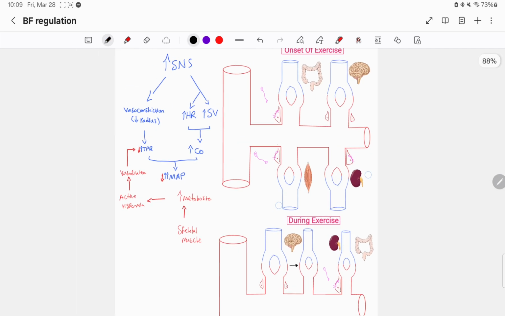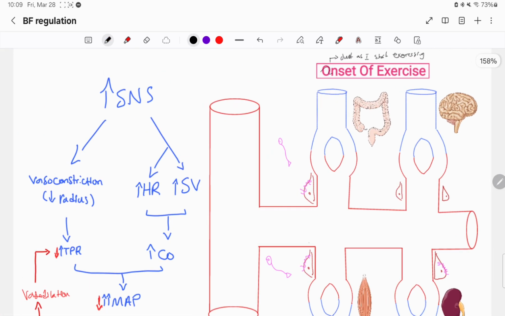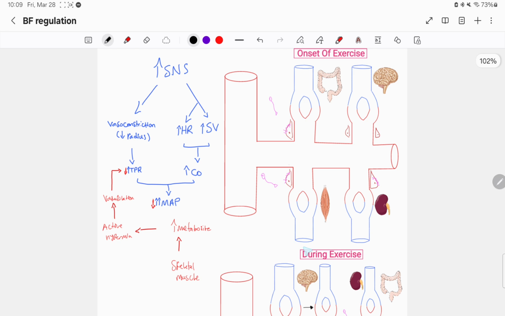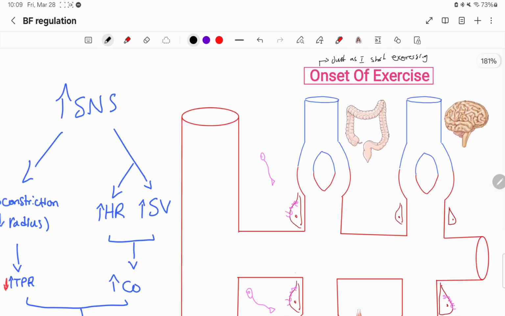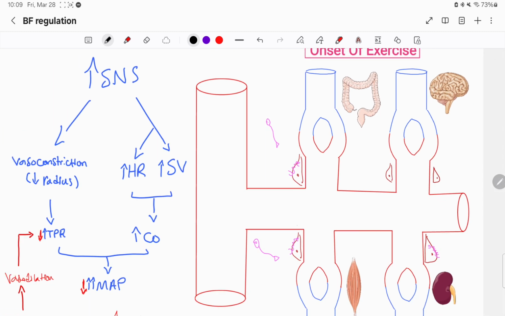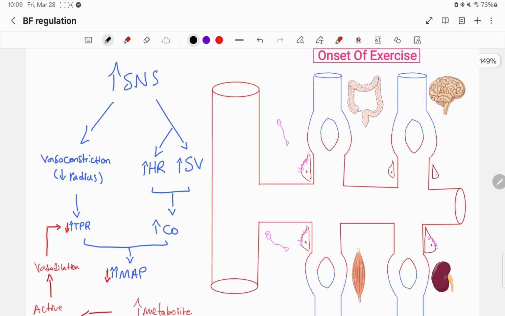Okay? So first things first, at the onset of exercise, and second things, during exercise. At the onset of exercise, which by the way just means that as I start exercising, like I literally just stepped on the treadmill. Okay, I haven't started running. I just started stepping on the treadmill, and I literally started moving a little bit.